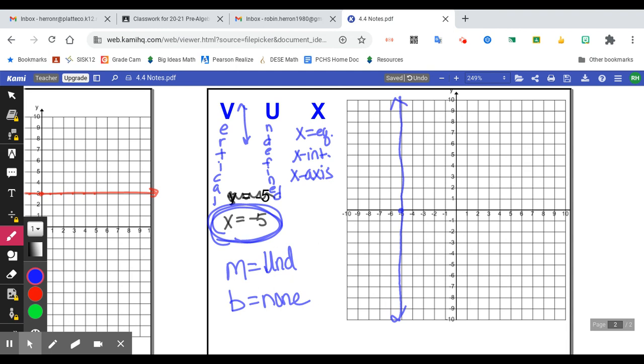VUX, vertical, undefined slope, x-intercept, x equals equation. These, again, are going to be so important. The easiest ones, yet the ones that will give us the most trouble. Work hard on these. Ask questions. Make sure you're practicing.